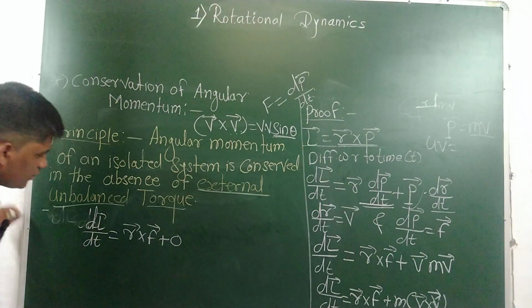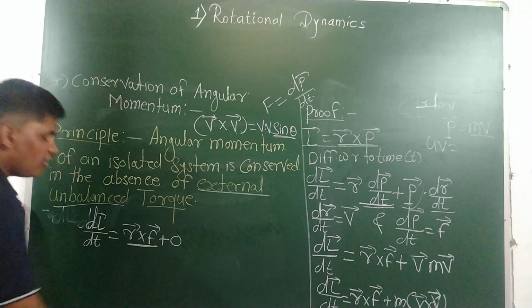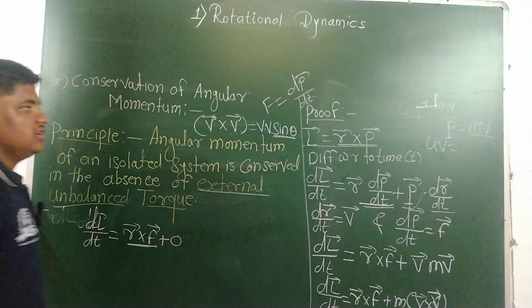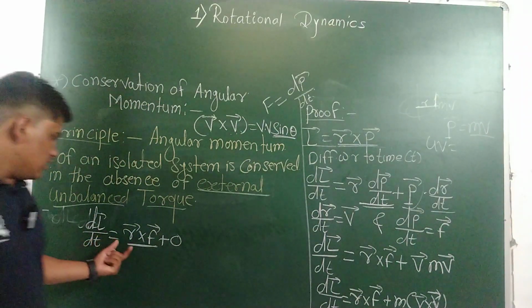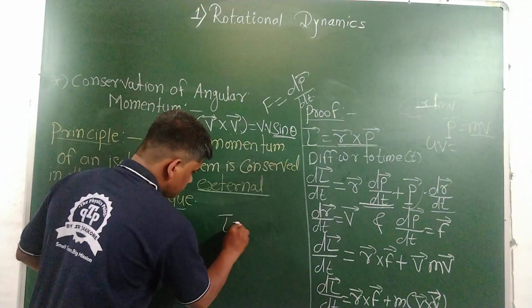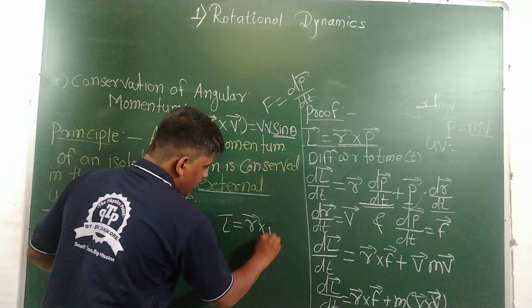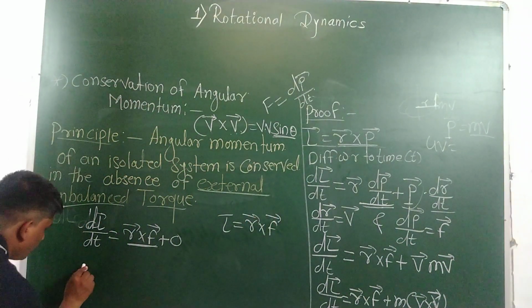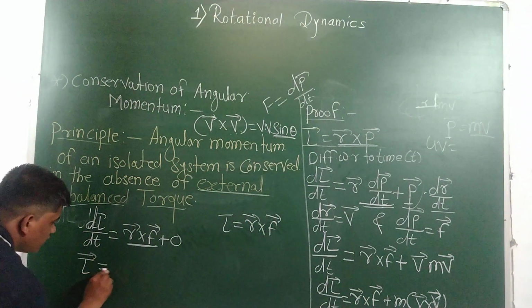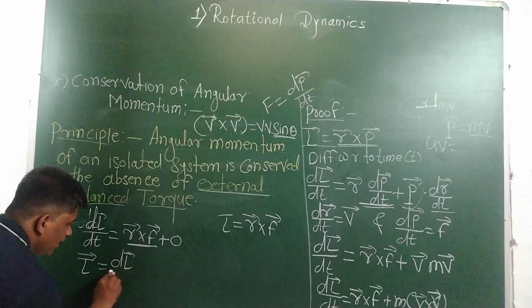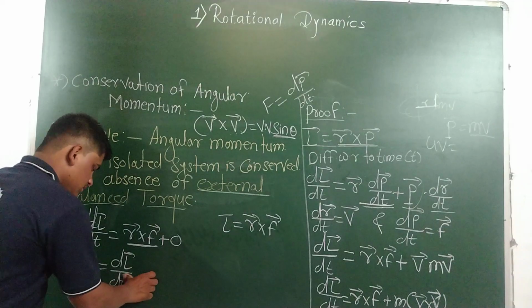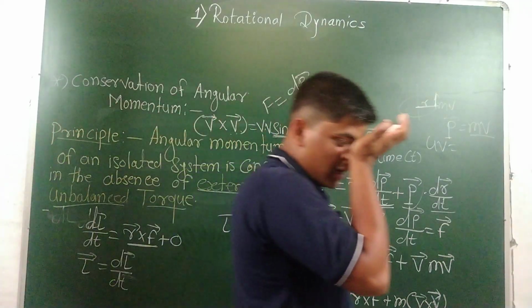Then we clearly observe that this is the moment analogous of the force. Analogous of the force is torque. At the start of the lecture, we said torque τ is equal to r bar into F bar. Then dL by dt is equal to τ, that is, τ bar is equal to dL bar divided by dt. Not a bar here, dL by dt.